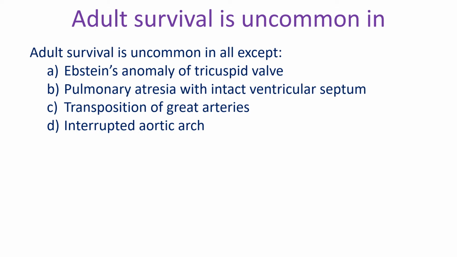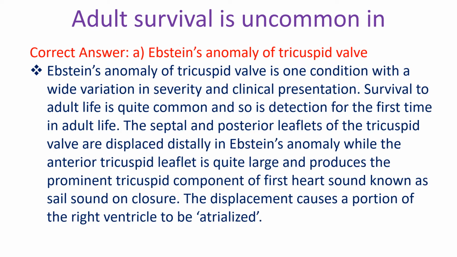Adult survival is uncommon in all except: A. Epstein's anomaly of tricuspid valve, B. Pulmonary atresia with intact ventricular septum, C. Transposition of great arteries, D. Interrupted aortic arch. Correct answer A. Epstein's anomaly of tricuspid valve.